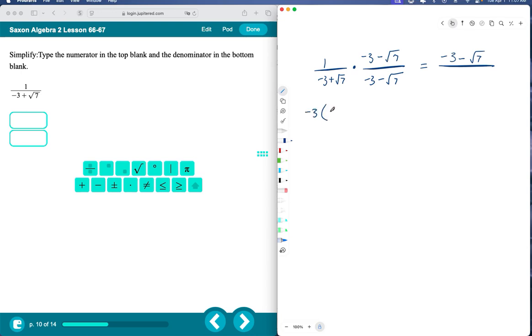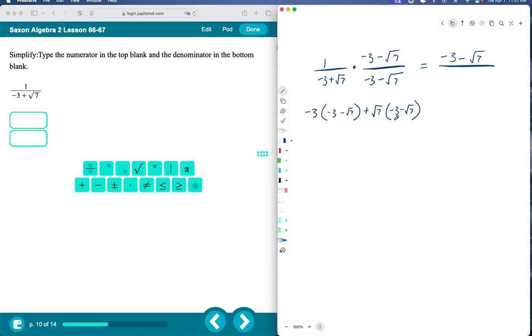Basically what it looks like is this. We take this and we do this again. We just distributed that, right? From this one to this one. So we know what we're doing.